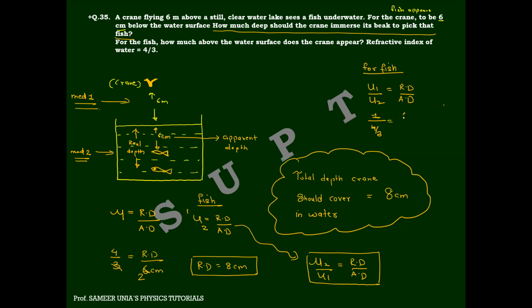What is the real depth? 6. So apparent depth is going to become 6 into 4/3. Apparent depth will become what? कितना हो जाएगा? 8 मीटर। Got it? You just need to reverse the relation. I'll teach you another trick for this also.